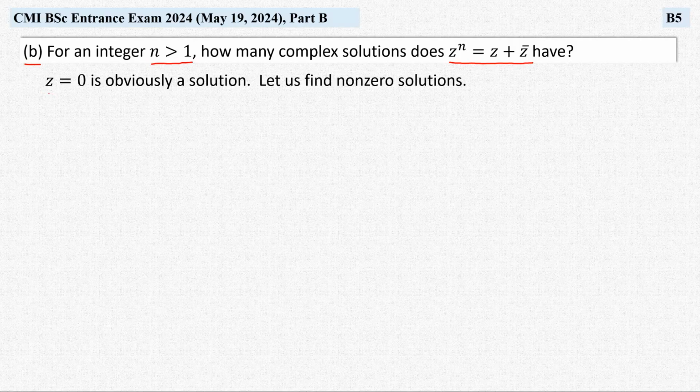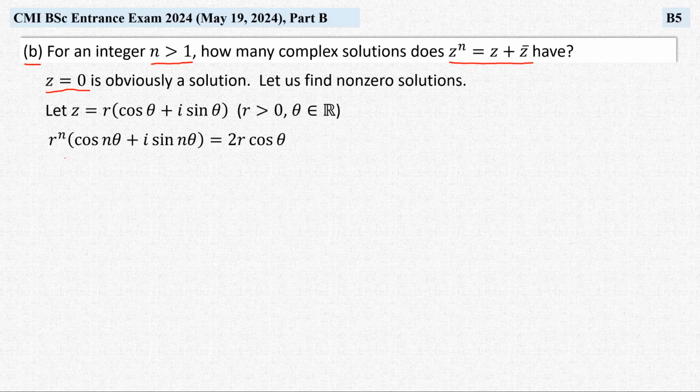First, we have a trivial solution z equals 0. From now on, it is assumed that z is non-zero. Let's use the polar form again and let z be r times cosine theta plus i sine theta. Then the equation now becomes r to the nth power times cosine n theta plus i sine n theta equals 2r cosine theta.